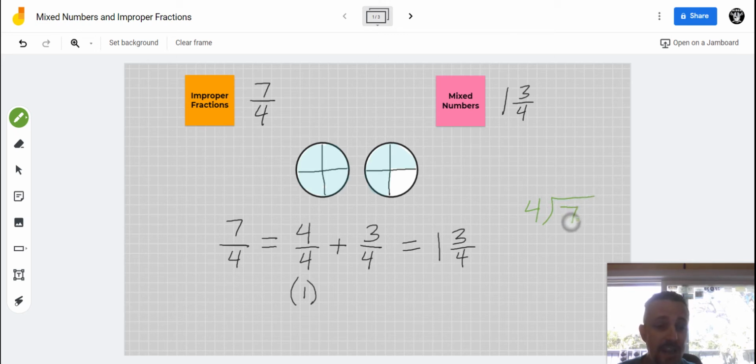4 fits into 7 how many times, right? Well, 4 fits into 7 one time. And you subtract 4, and you end up with a 3 left over. What do I do with my remainder here? Well, that remainder becomes your numerator, and your denominator stays the same. So there you have it. You have 1 3/4. 1 3/4 is your mixed number, which is equivalent to 7/4.